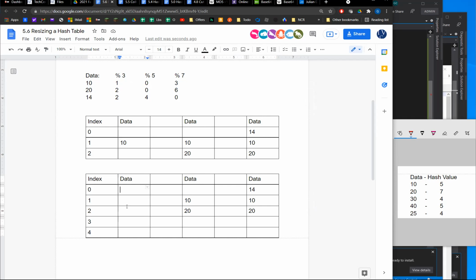So rebuild the table, drop 10 in index 0, get our fun collision with 20, so we move that down to index 1. And then 14 ends up over here at 4.